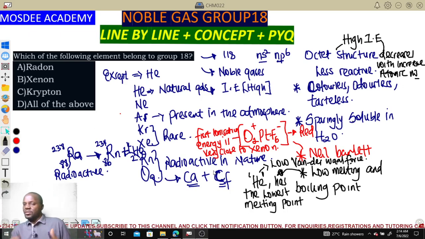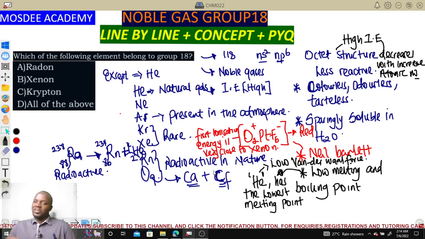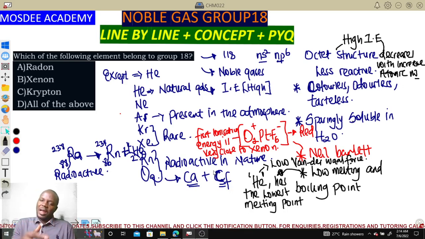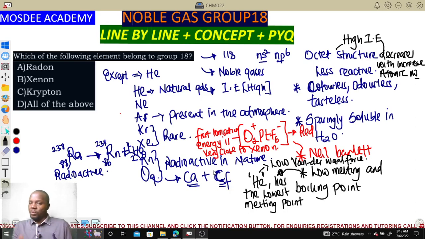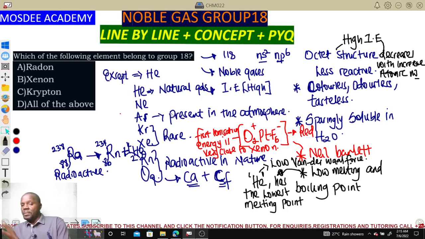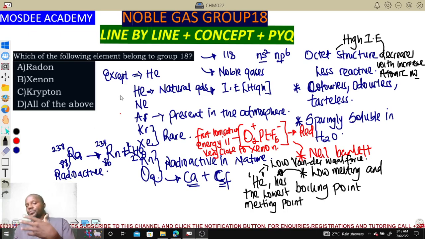So these are things you just have to keep in mind for now, because we've talked about their configuration, some of their physical properties, how they are produced, some little things you need to know. Then with time, as I move on, I will still talk more about other things. So this is a little concept I can quickly break down in terms of noble gases.